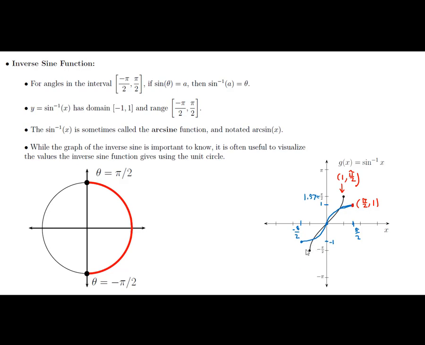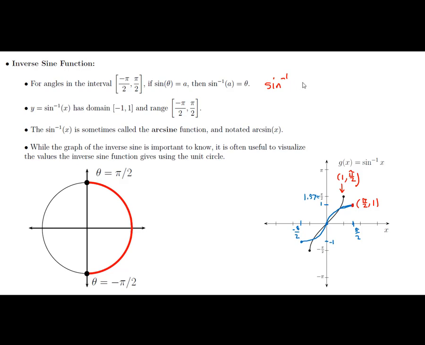Now for the most part, when you're working with inverse trig functions, you're probably not going to think a lot about the graph. What's a lot more useful is to think about the range of angles that the inverse spits out. The important part to understand here is that when you take the sine of an angle, it gives you the y value on the unit circle. That's what the sine function does. So the sine inverse takes a y value on the unit circle and spits out an angle.